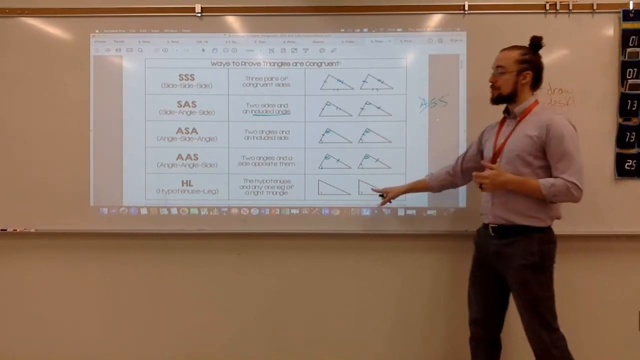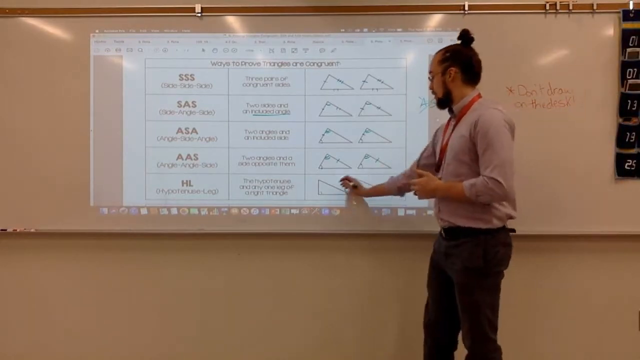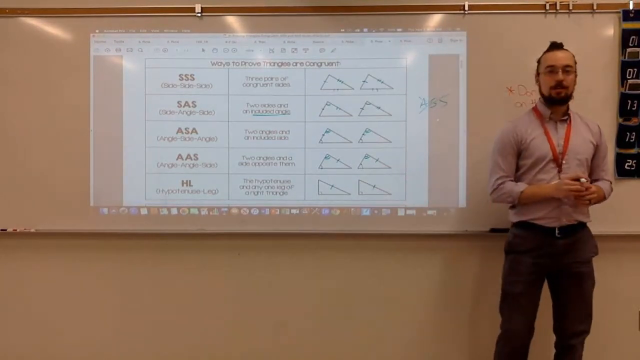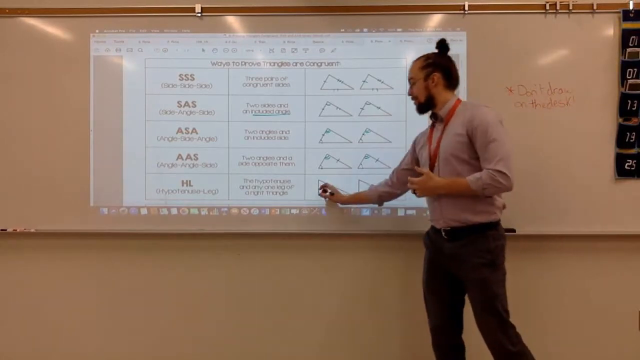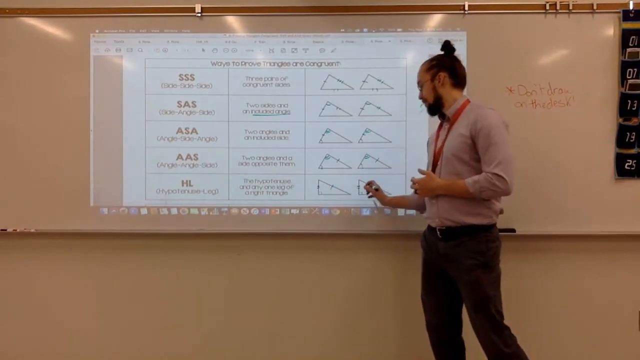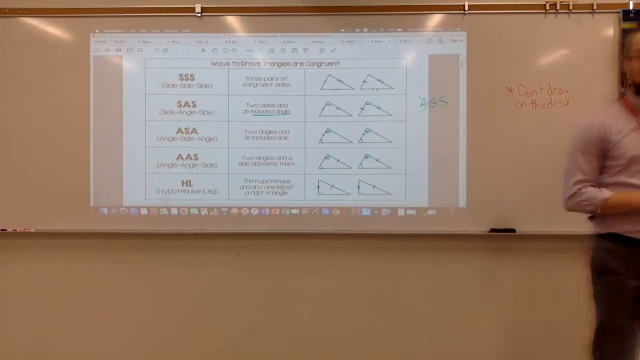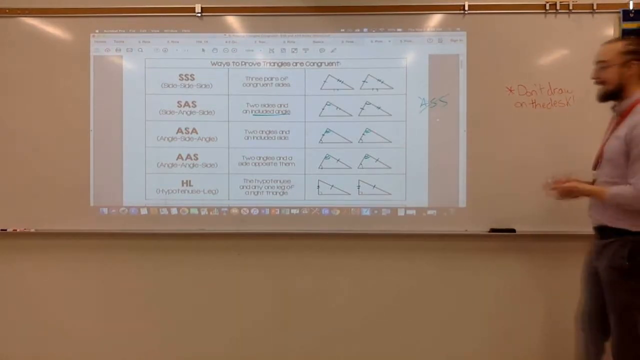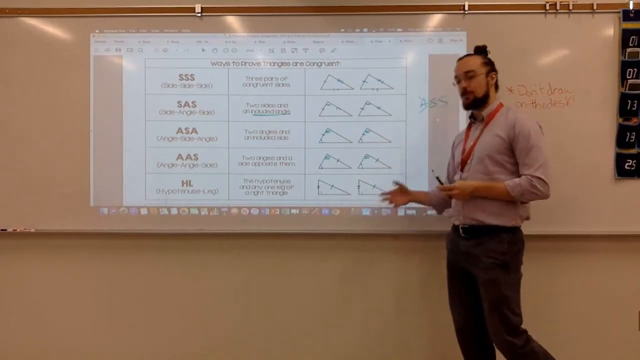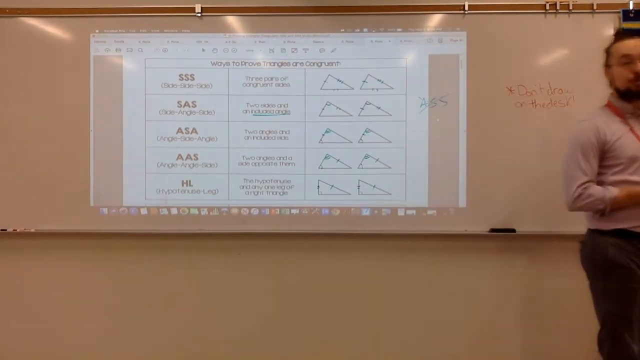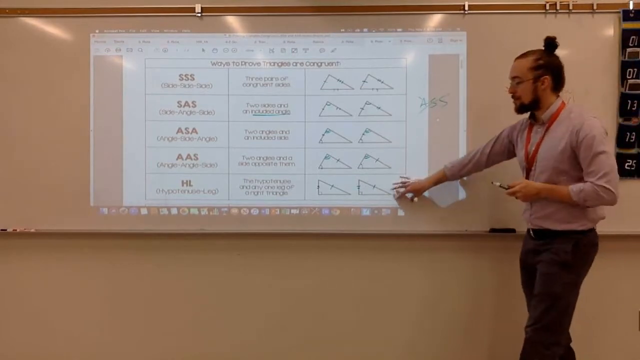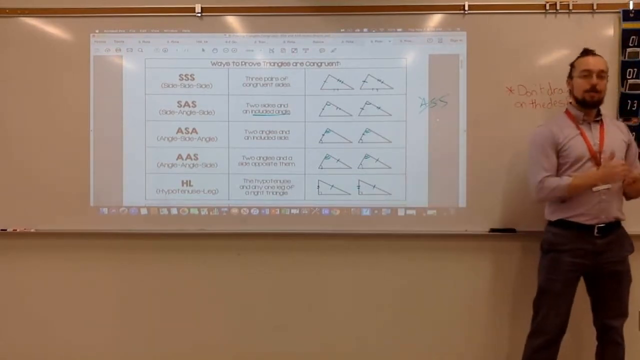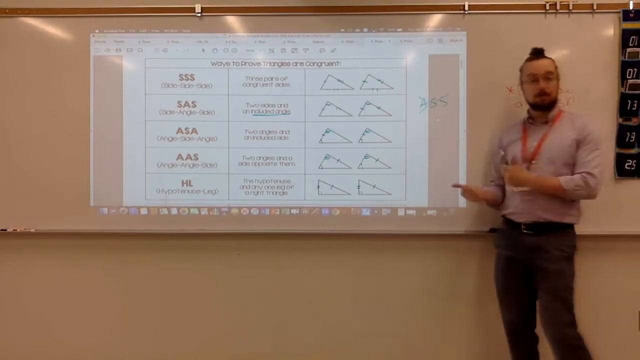This one is saying if I can show the 2 hypotenuses are congruent, and then any other pair of legs. If I can show the 2 hypotenuses and then either pair of legs are congruent in a right triangle. So this is essentially the only time that angle side side would work, if we have a right triangle.